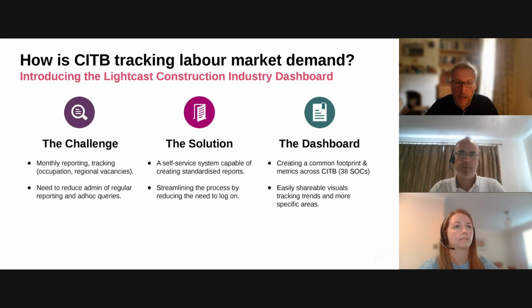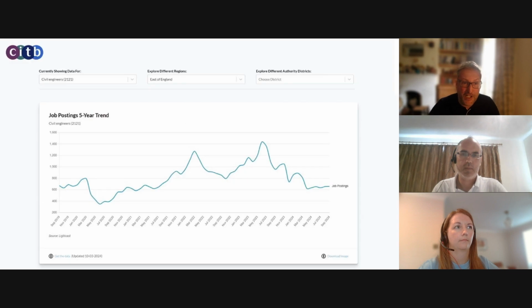I think what we're going to do now is have a bit of a deeper dive and look at some of the charts and the insight that you've got within the dashboard itself. So I'm going to bring Adam in to explain what it is that we're looking at here, and also just to describe the options that you have, and you can see the drop downs at the top of the screen there. Thanks, Will. This is the first chart in our dashboard, and you can see we're looking at civil engineers here in the east of England.